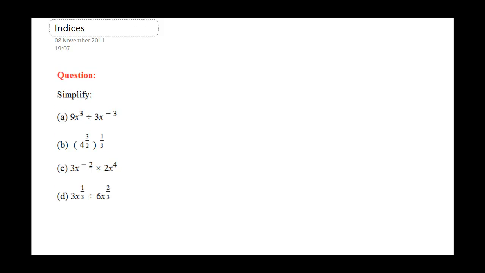Okay, let's do these indices questions here. First one we've got is 9x cubed divided by 3x to the minus 3. So let's write that as a fraction because I prefer it that way. So you've got 9x cubed over 3x to the minus 3. Now in this, multiplication and division, the order doesn't matter.